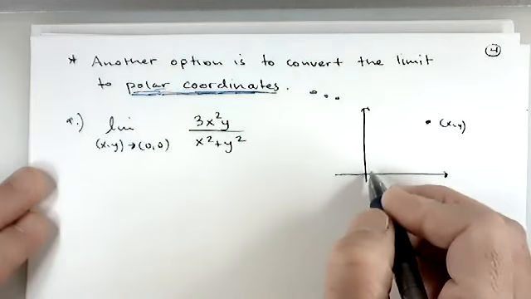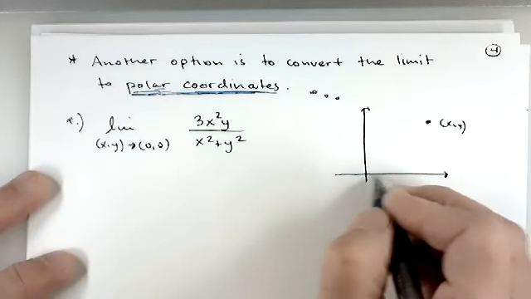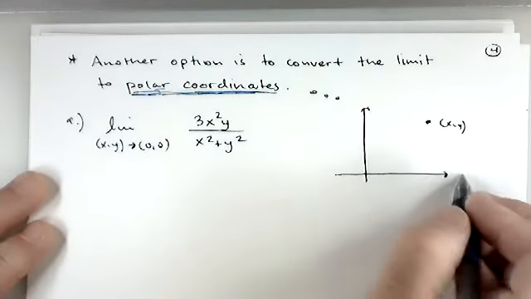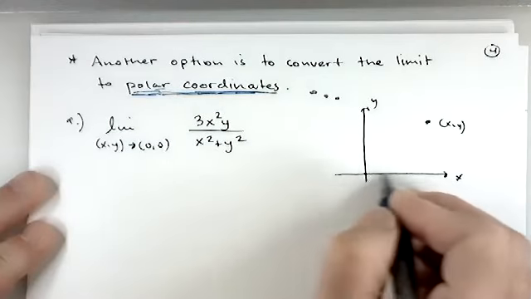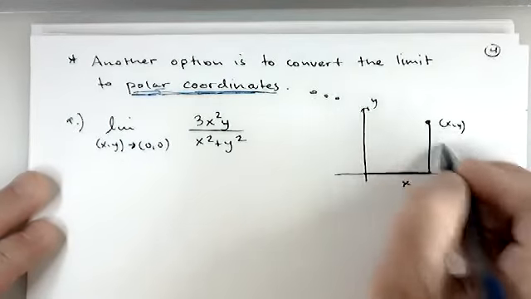Polar coordinates is an alternative to Cartesian coordinates, which are the way we normally graph things. If you want to plot the point x, y, starting from the origin, you go over x and then up y, and that takes you to the point x, y.